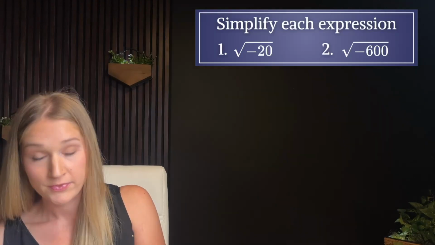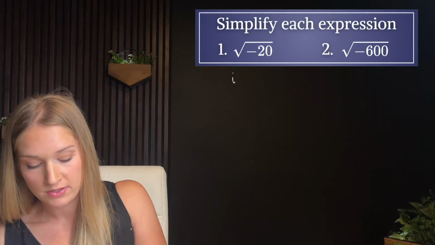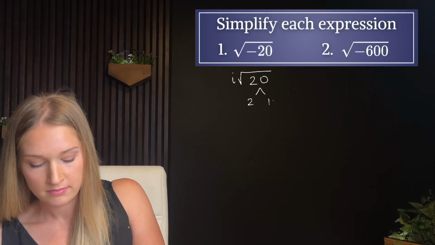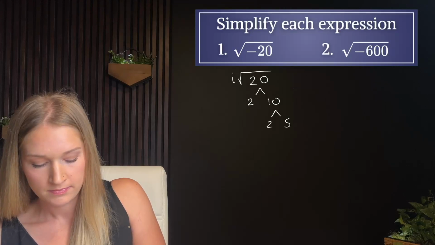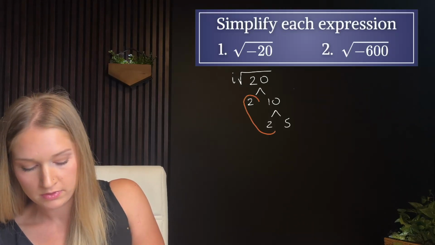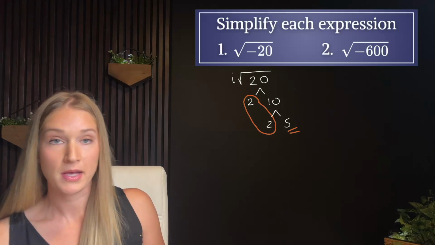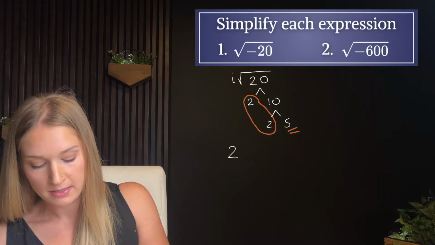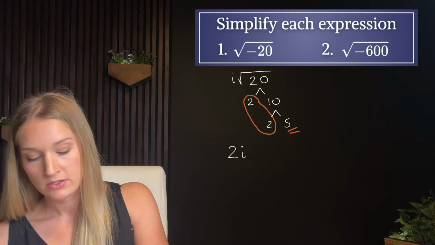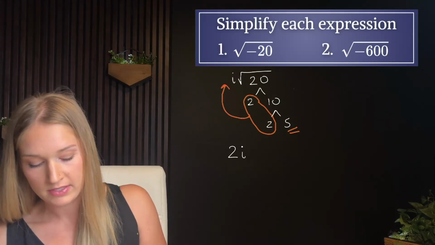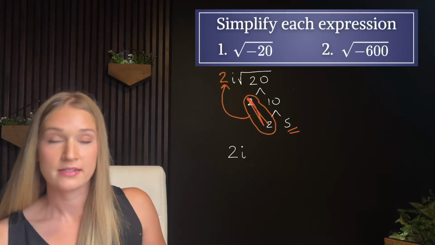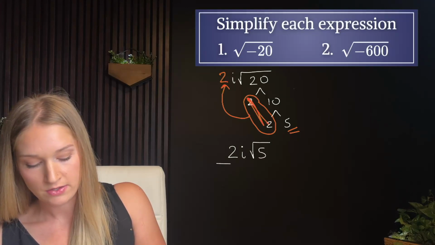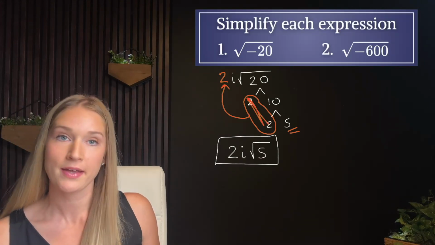So negative 20. First thing I see is that I can pull out an i because I do see that negative underneath the radical. Then I factor my 20. And I see a pair of 2's and a 5 that will have to stay inside. So the 2 gets to come out. I multiply it by the i that's already there. So this 2 just got to come out in front of the i. And then what's inside the radical is that 5. So that square root 5 still stays. So this simplifies to 2i square root 5.